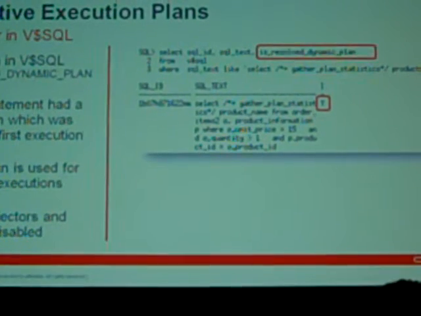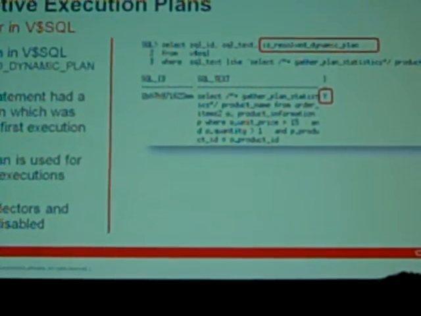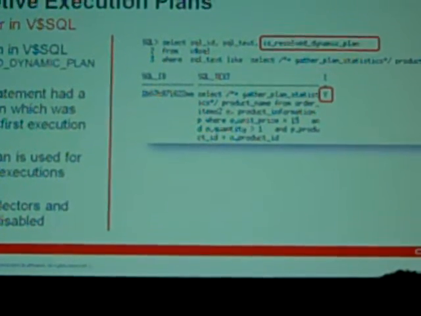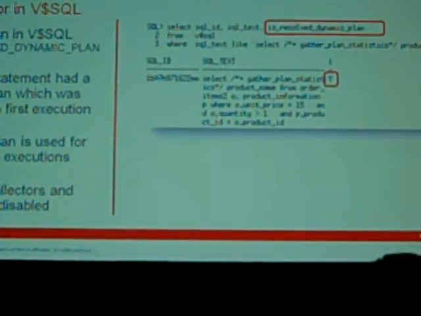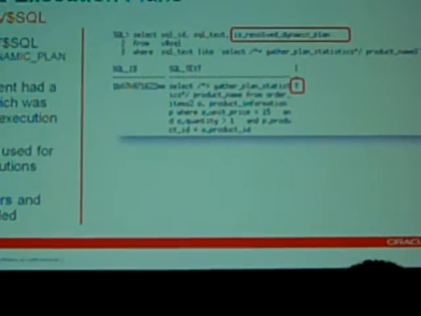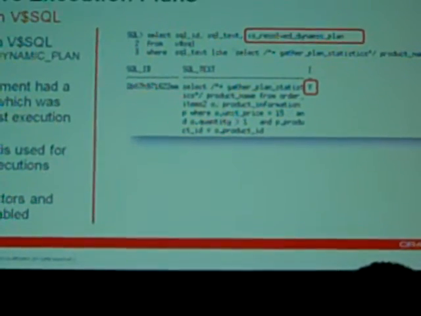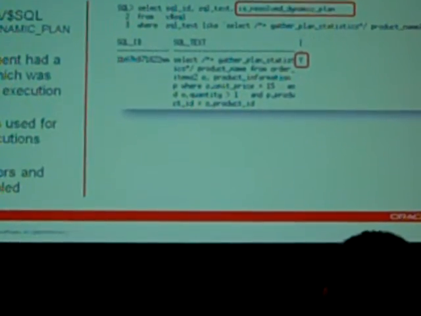Once we've made that decision on that first execute, we disable that statistics collector, we no longer buffer the rows, and we just go with that resolved plan for all future executions of that SQL statement. So we only do this buffering or this learning on that first execution.